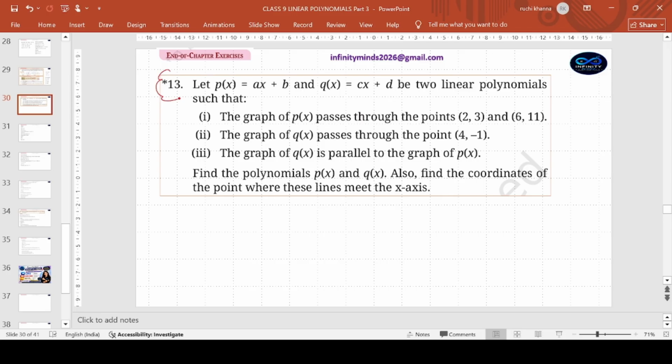Yes, it's a tricky question. Okay, it is quite a challenging question. Practice will make you perfect. Let us proceed. p(x) is ax plus b. By now we know it's a function, y is equal to ax plus b.